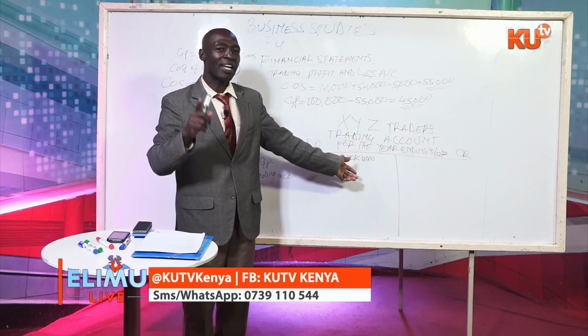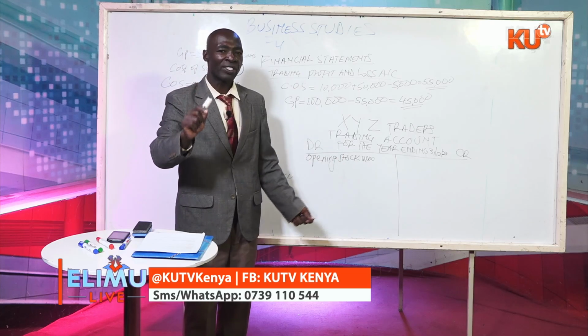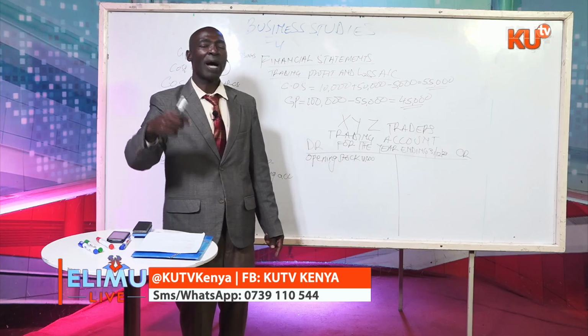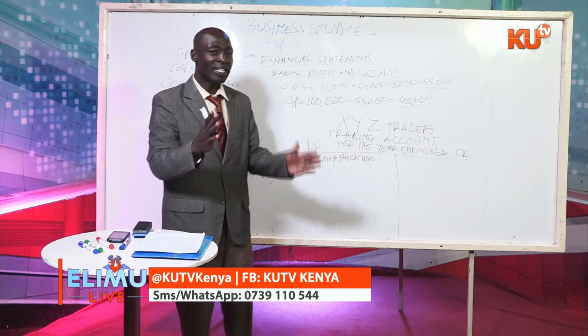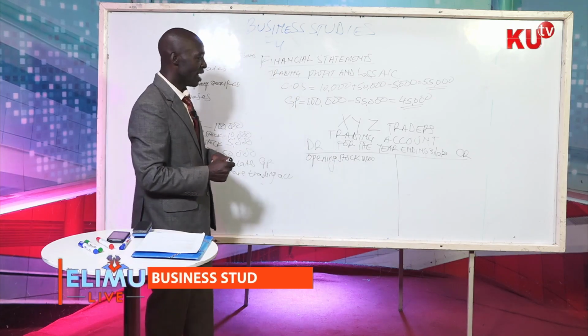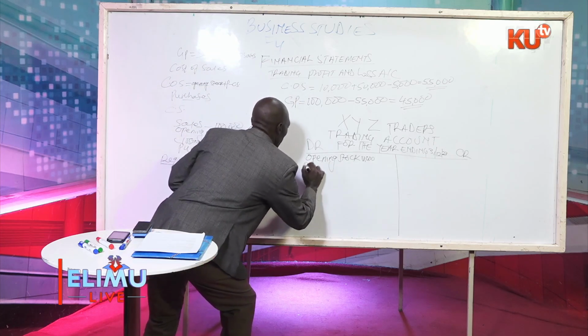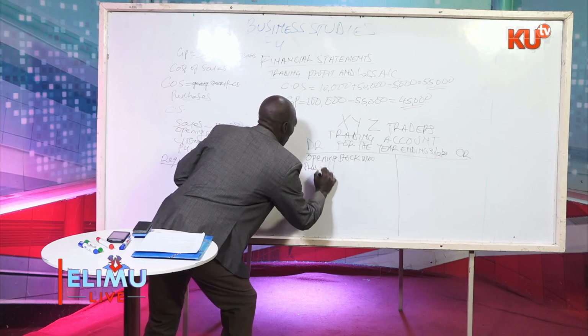I've told you the examiner does not look at the final answer. He looks at the process: first, second, third, fourth, up to the final step. So let us go step by step. Here, opening stock, 10,000, right? Plus purchases.